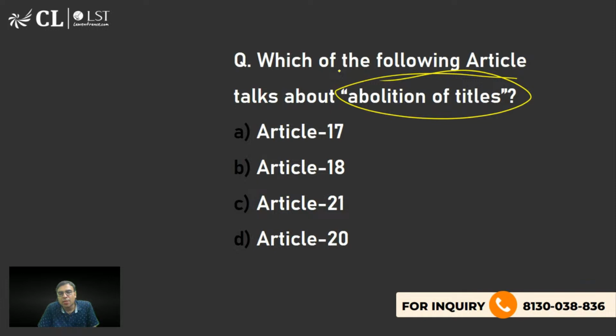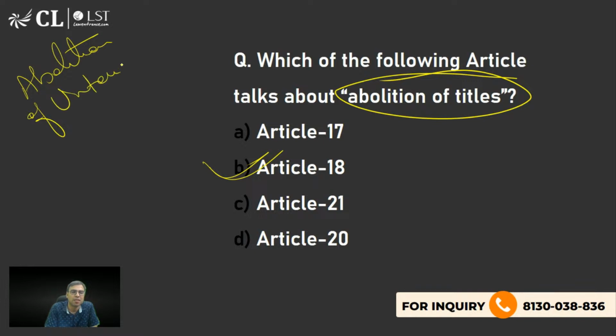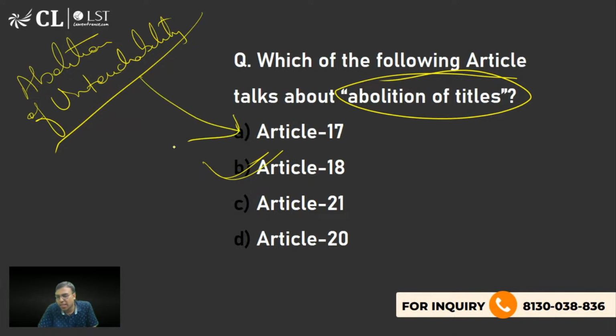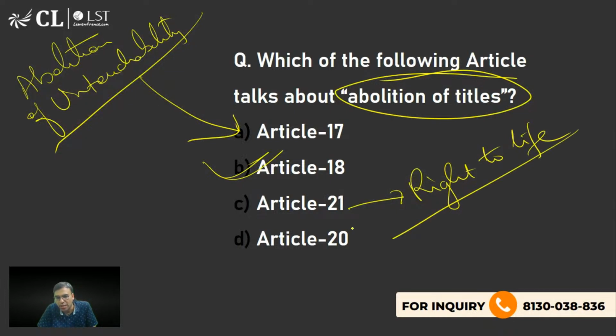The next is which of the following article talks about abolition of titles? Yes, B is the right answer. And where is abolition of untouchability? No, not all DPSPs need to be remembered, only selective ones, like 44, 47, 48, remember these. Abolition of untouchability is Article 17. Yes, very good. Right to life is here, and these are prominent ones, so you should know. Right to life and personal liberty, Article 21.